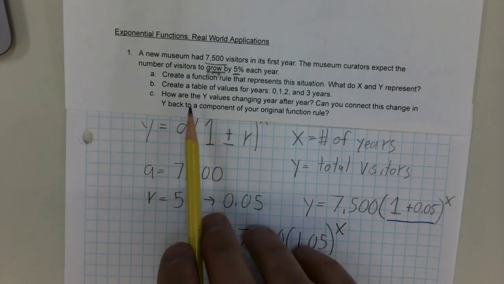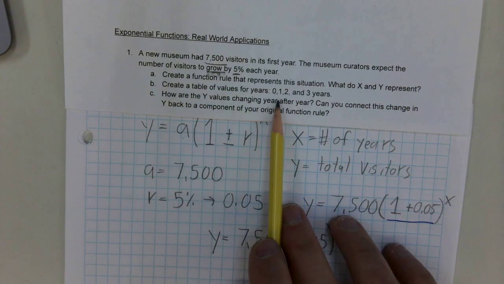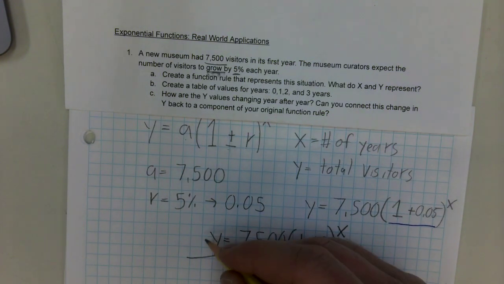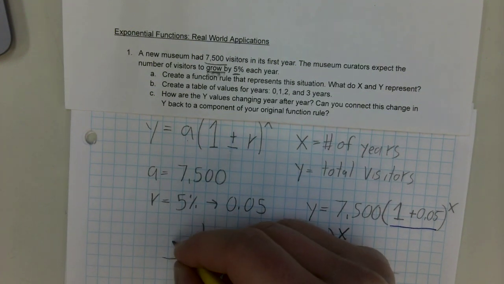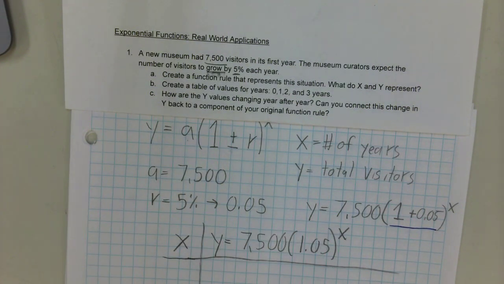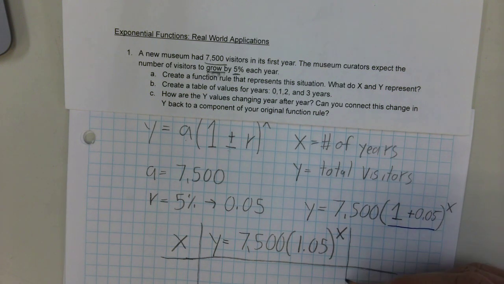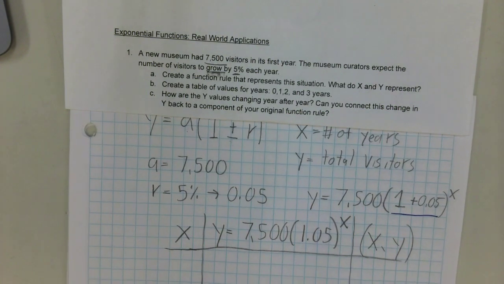Cool. We took care of A. B, created a table of values for years 0, 1, 2, and 3. Okay, we've done this before, where I am going to plug in different values of x and see what I'm going to get as, let's just do x comma y and let's bring it all together.